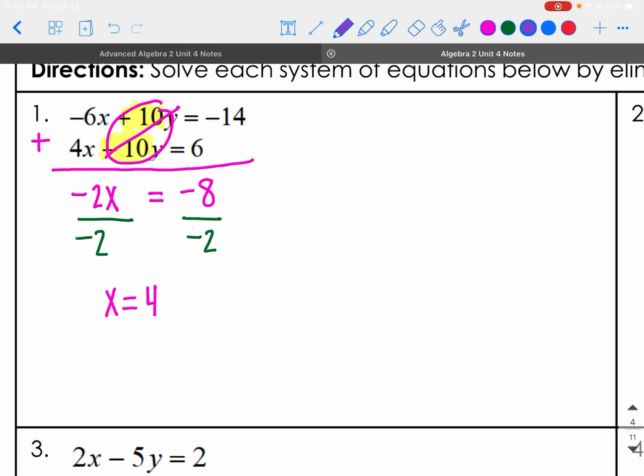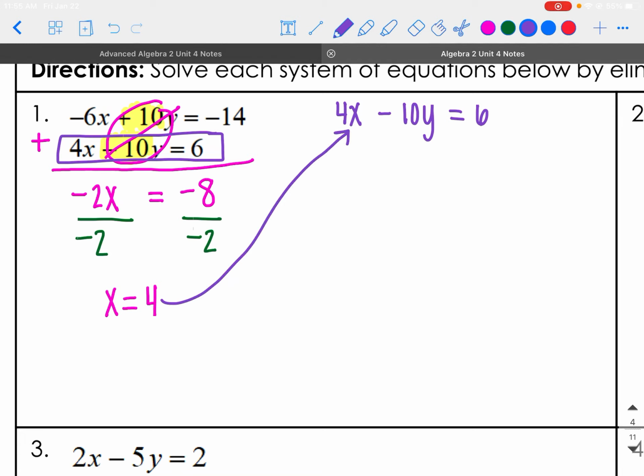Once we have one of the variables, we have to plug that back in to one of the other equations. So pick one of your equations, it doesn't matter. I'll pick the second one because the numbers look smaller. 4x minus 10y equals 6. And now I'm going to plug in that x, which I found was 4. So 16 minus 10y equals 6.